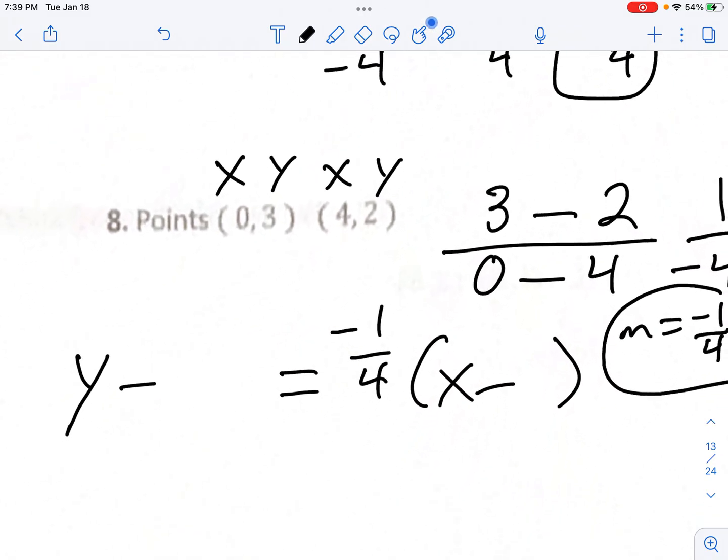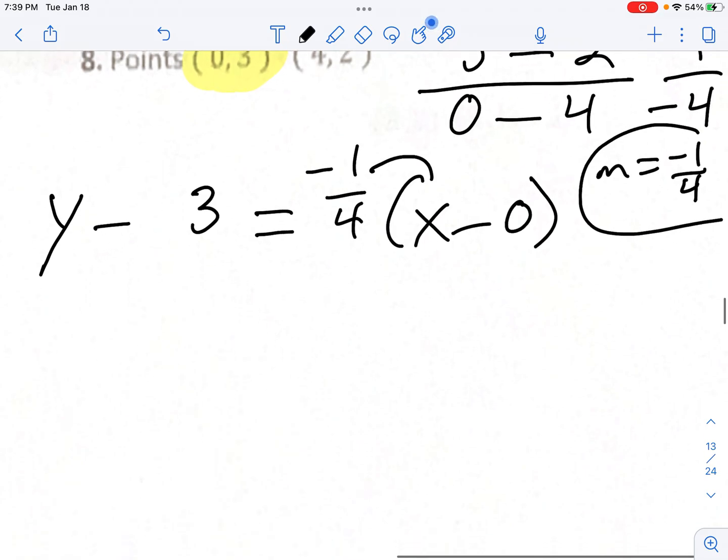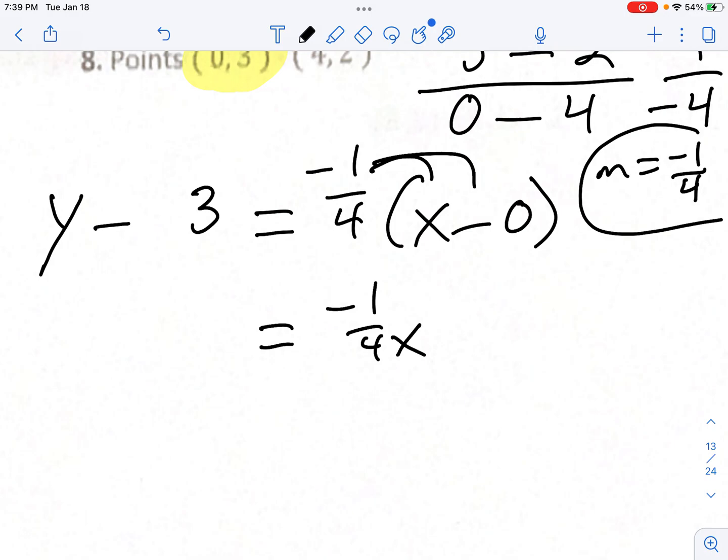All right? Now again, you get to choose which point you want to plug in. Those numbers are smaller, so that's what I'm going with. So x by the x, y by the y, and then distribute. So we get -1/4x. -1/4 times 0 is going to be 0. Anything times 0 is 0.